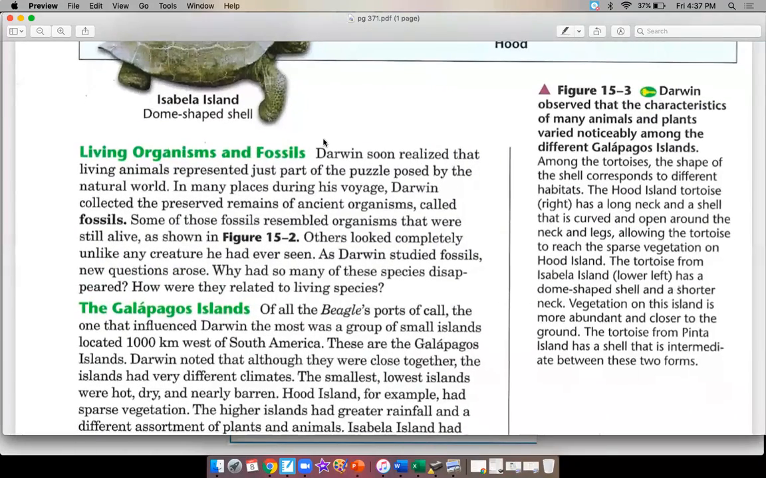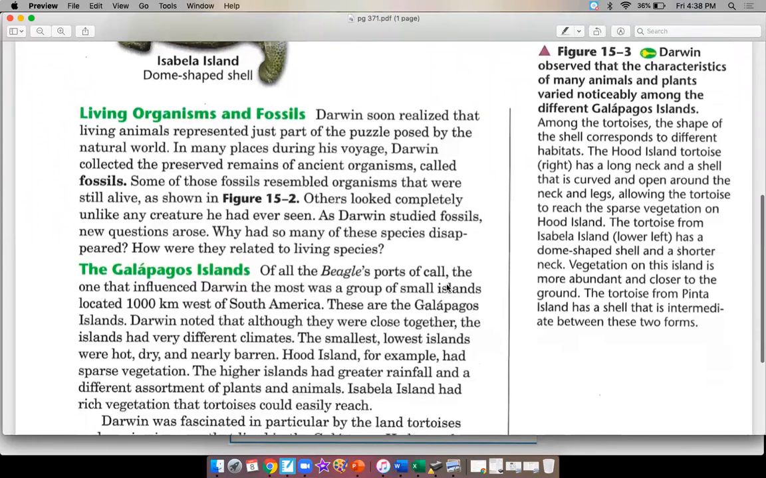Living organisms and fossils. Darwin soon realized that living animals represented just part of the puzzle posed by the natural world. In many places during his voyage, Darwin collected the preserved remains of ancient organisms called fossils. We saw that on that last page. Some of those fossils resembled organisms that were still alive, as shown in 15-2. We just looked at that. Others looked completely unlike any creature he had ever seen. As Darwin studied fossils, new questions arose. Why had so many of these species disappeared? How are they related to the living species?